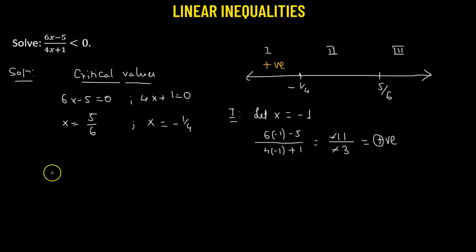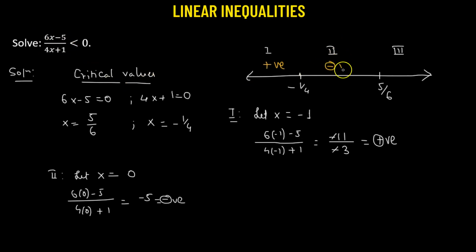Next, we will go to region number 2. Now in region number 2, we're going to consider a number that lies between negative 1 over 4 and 5 over 6. So let's take the value x equals 0. That means we have 6 times 0 minus 5 divided by 4 times 0 plus 1, which gives us negative 5 over 1, or negative 5, which is a negative number. So for a number in region number 2, the sign of the rational expression will be negative.